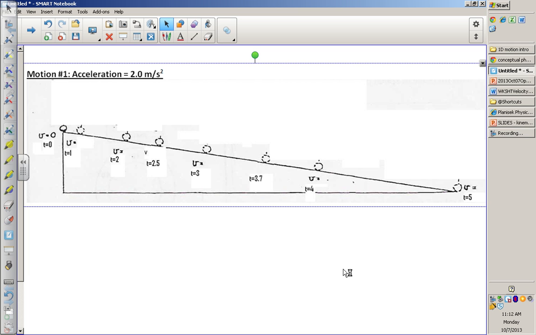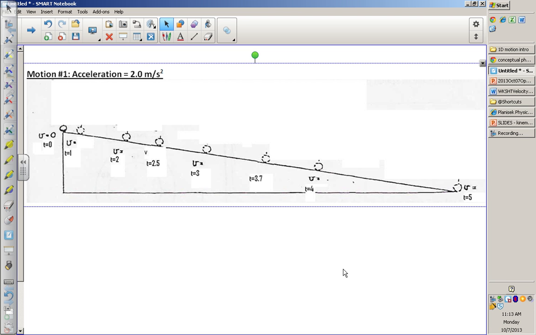Carson, go ahead. Every second is being 2 meters faster. 2 meters more. 2 meters per second faster. Okay? It's not exactly what you said. So, that's not what I heard, at least.